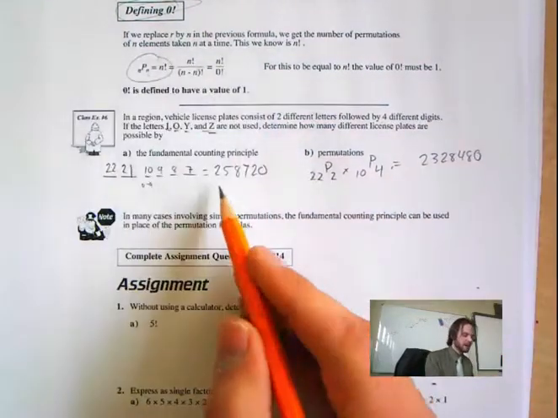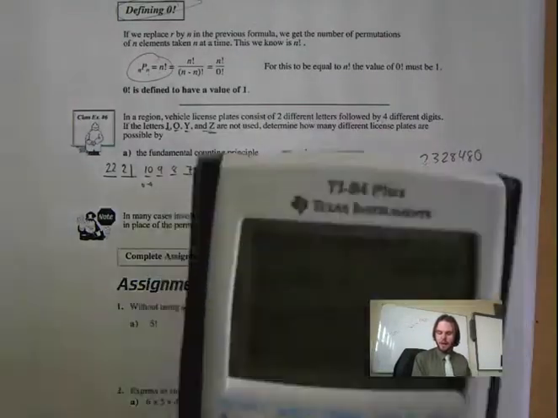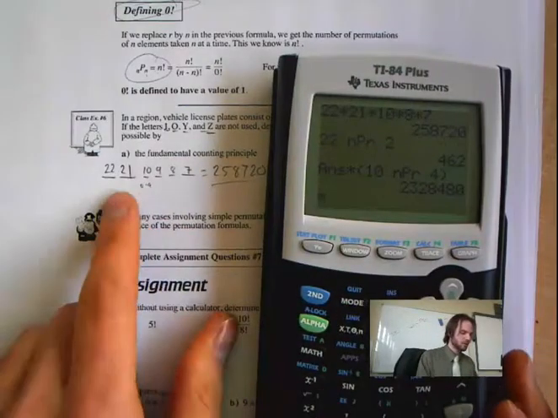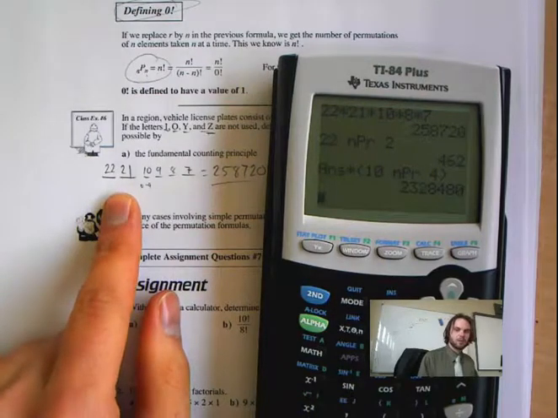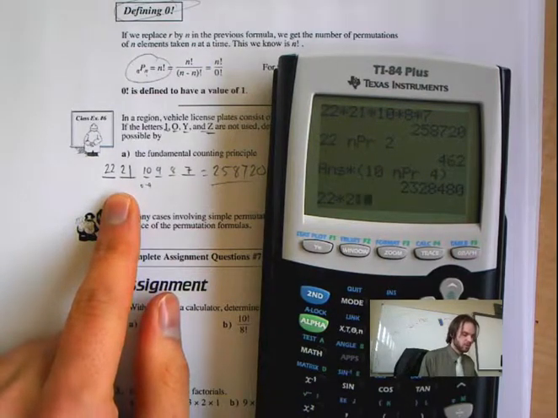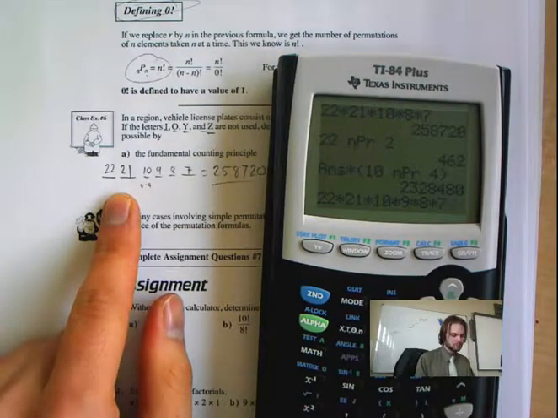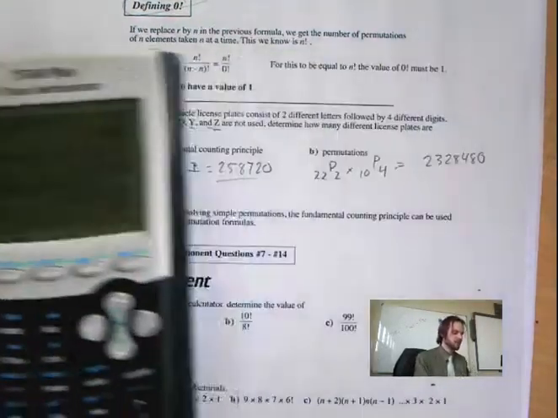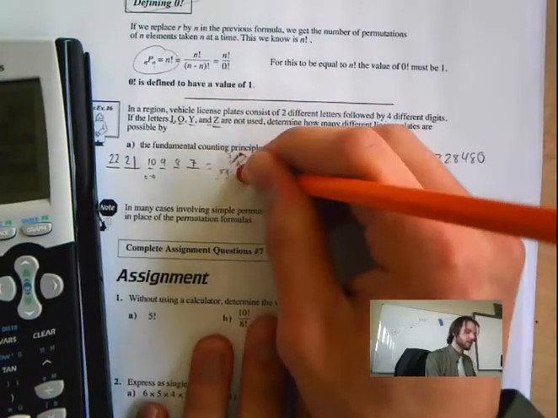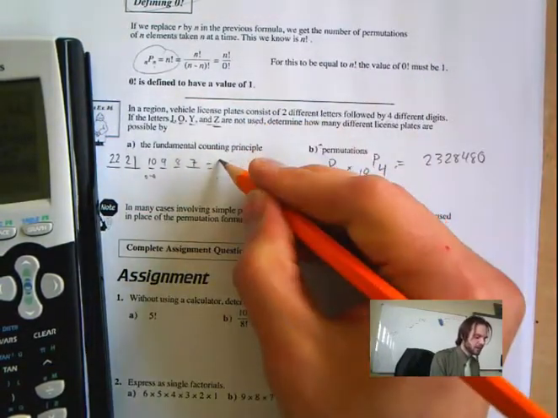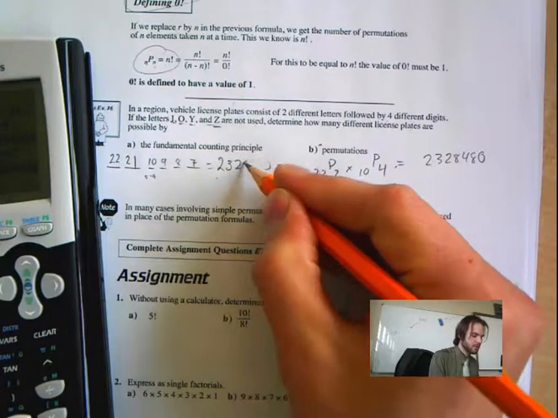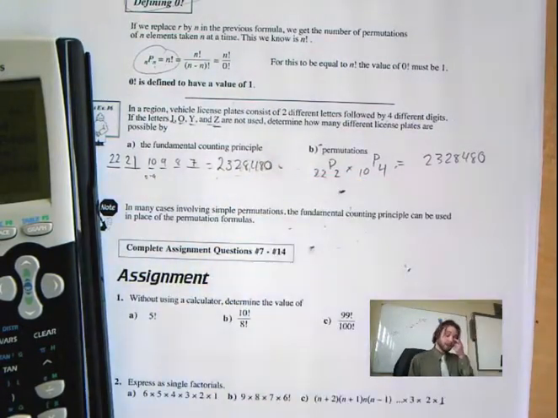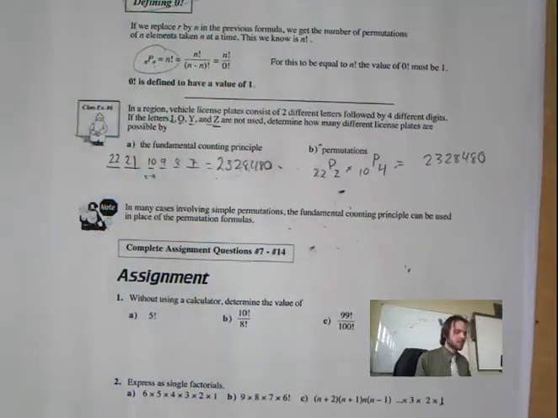Now, I'm looking at this, I have a different number there, which means I probably made a mistake somewhere. So I'm going to try this again. 22 multiplied by 21, multiplied by 10, multiplied by 9, multiplied by 8, multiplied by 7. There we go. Now I get the same number. So I made a mistake there. It's easy to make a mistake punching in all those numbers in the calculator. 258,720. Okay? So there we go. That's done. And that's how we do it.